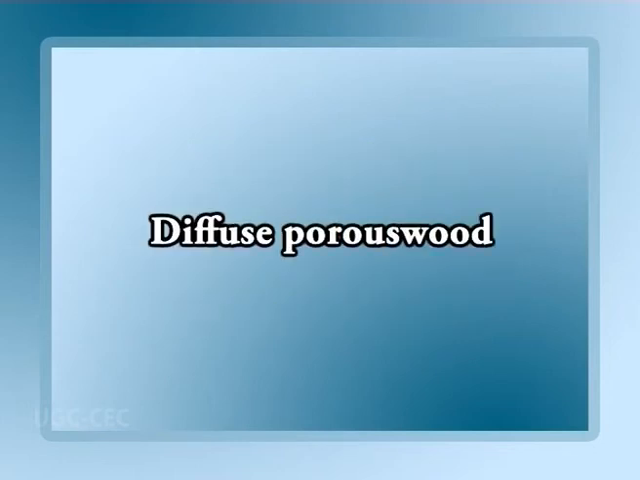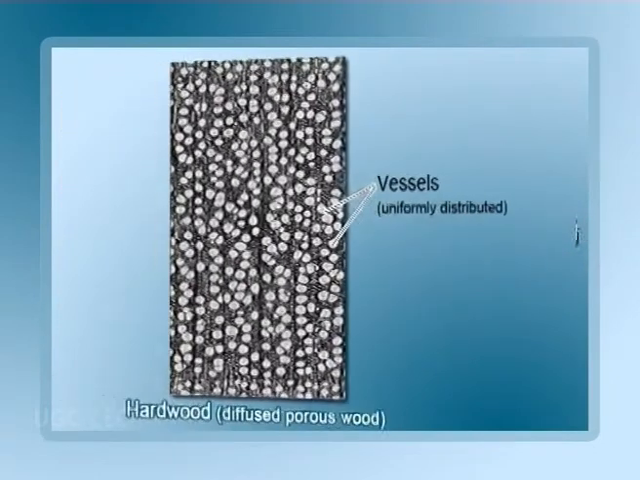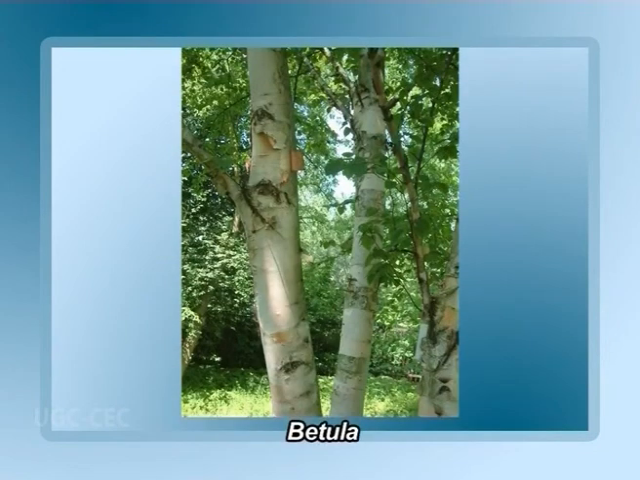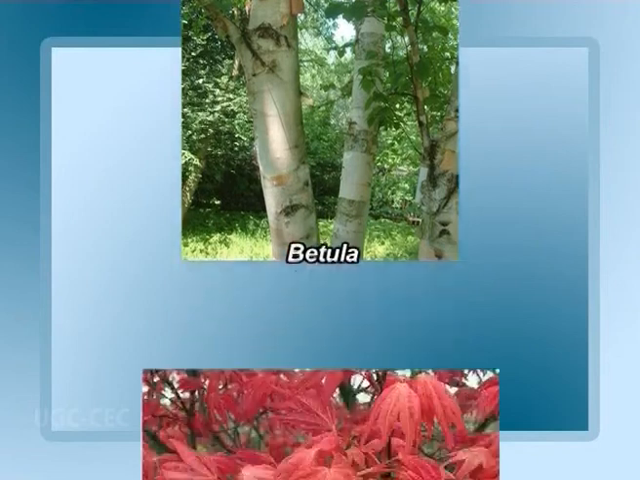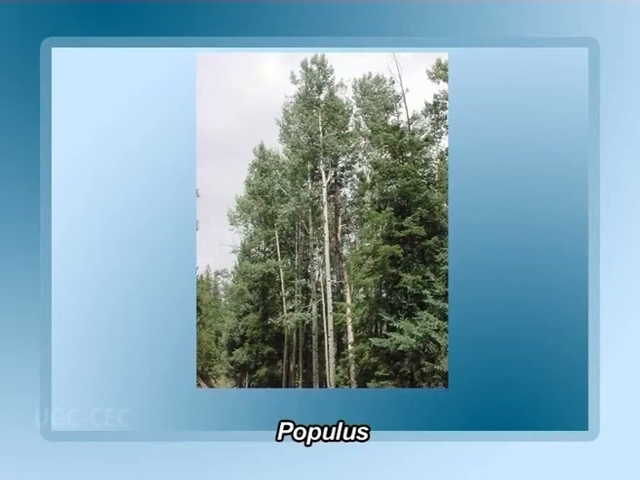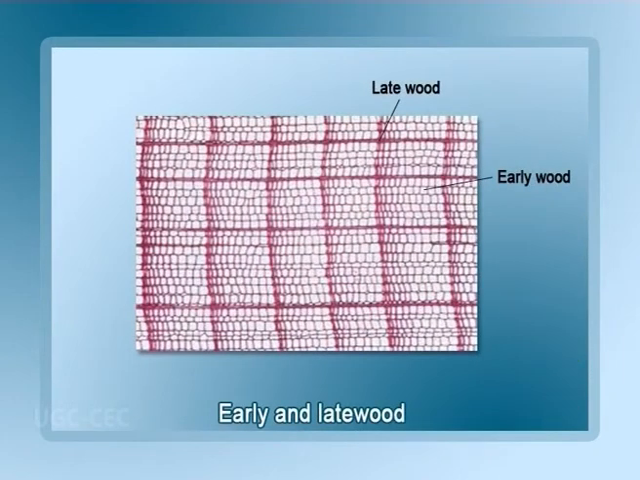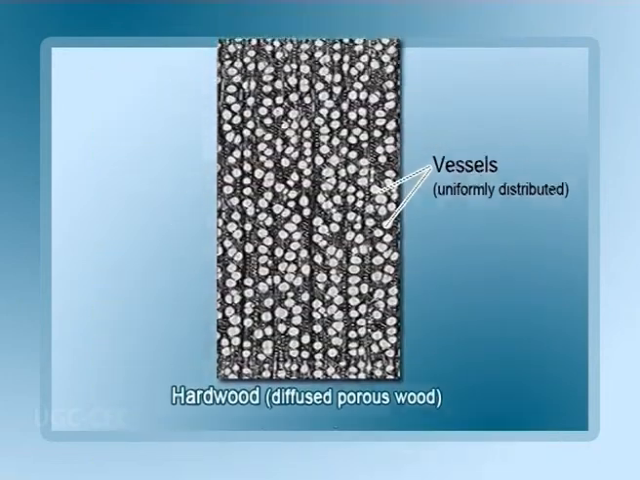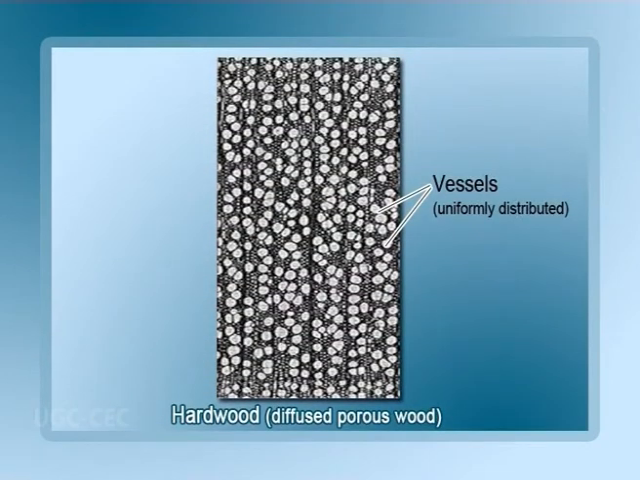Now we will discuss diffuse porous wood. When the vessels are fairly uniformly scattered through the ring, as in species of Betula, Acer, and Populus, where the transition in size or abundance is gradual from the early wood to late wood, like in Juglans and Malus, the wood is called diffuse porous. Between these types, no line can be drawn and many woods are of distinctly intermediate type in this respect.